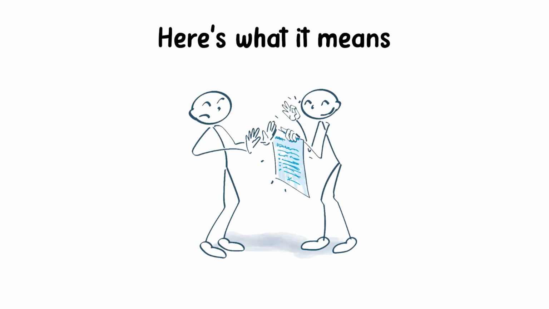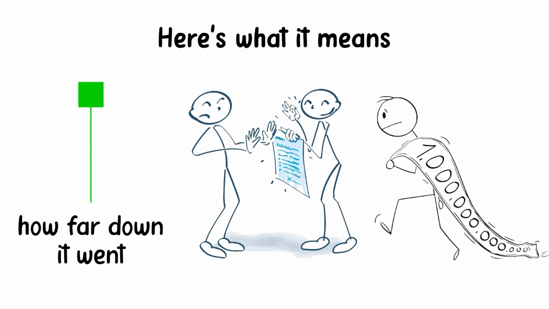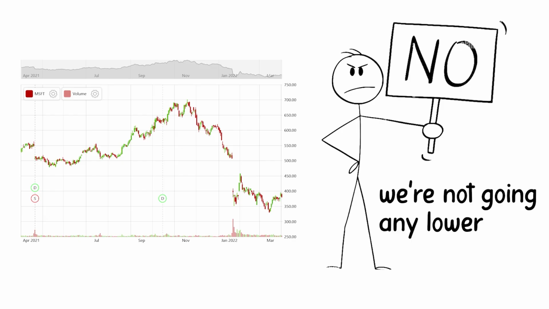Here's what it means. During that day, sellers pushed the price way down, but by the end of the day, buyers pushed it right back up. The long stick shows how far down it went. The small box at the top shows it closed near the high. This is buyers saying, no, we're not going any lower. It's a signal the stock is about to go back up.